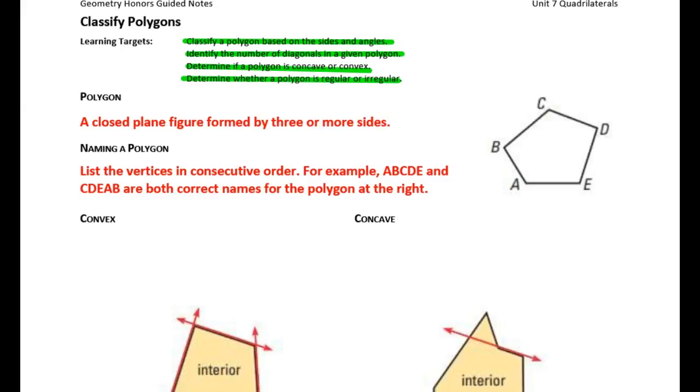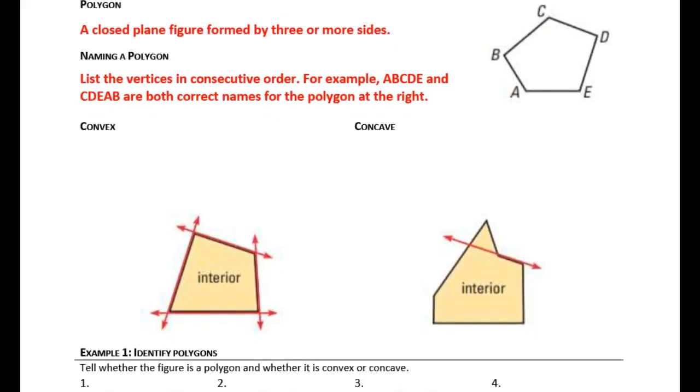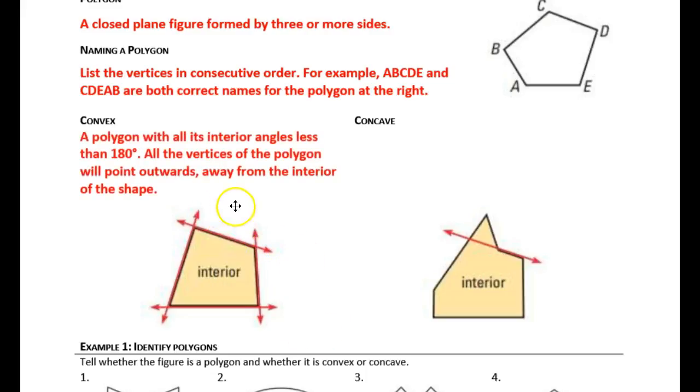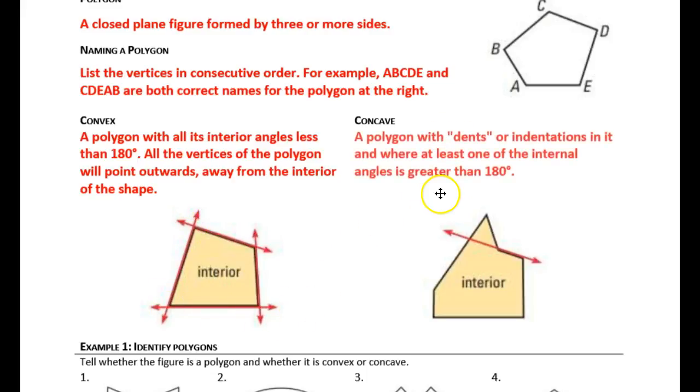We can have two types of polygons, convex or concave. In a convex polygon, all interior angles are less than 180 degrees. So all of the vertices are going to point outwards. It's not going to be caved in like a concave. I think of a cave, if somebody's punched in the side, or you can think of a polygon with dents in it, where at least one of the internal angles is greater than 180. So for example, this angle here is greater than 180 degrees. So therefore this is a concave polygon.